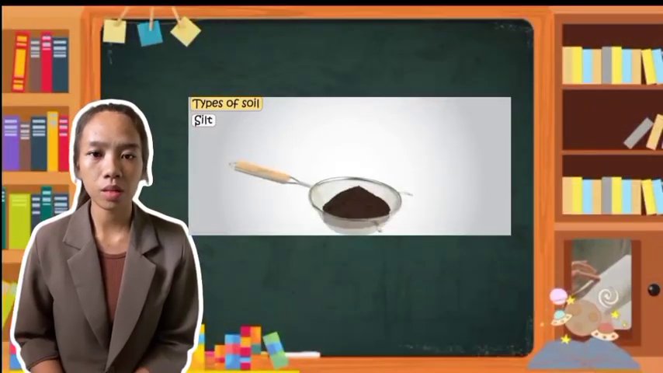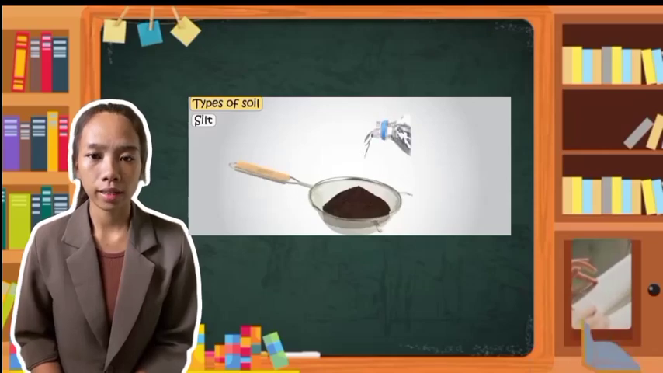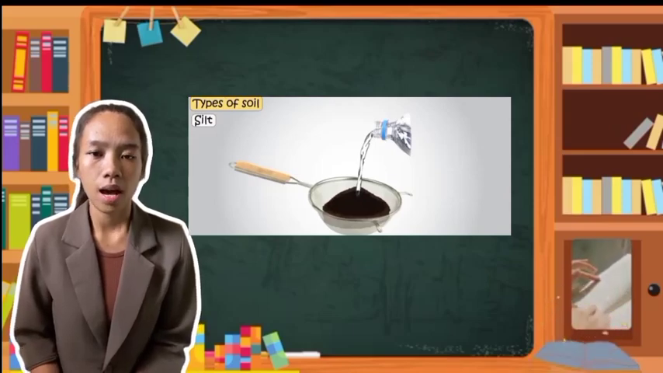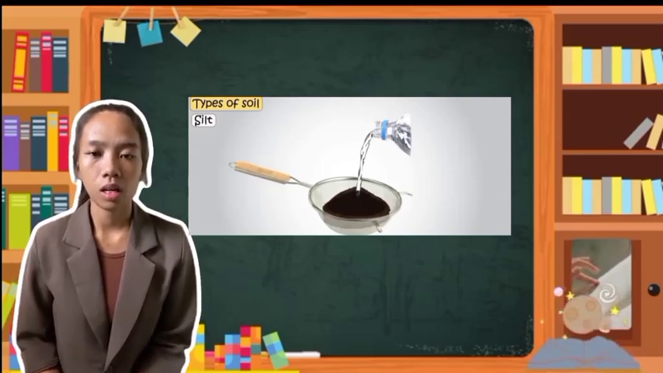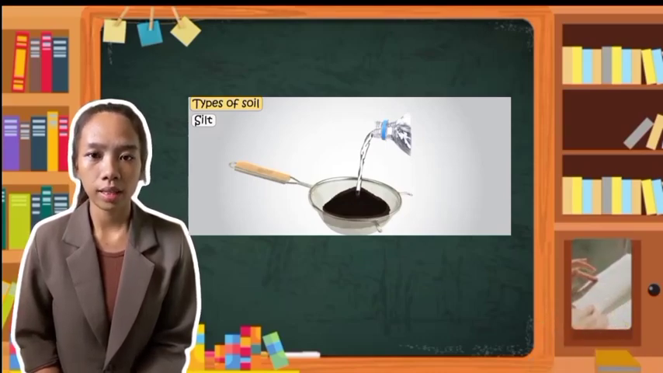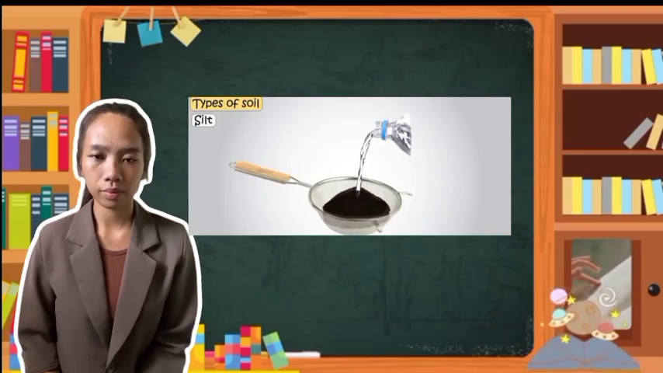Now let us put some silt in a strainer and pour water on it. The water will drain through the silt slowly as compared to sand. So, silt holds some water and water drains through silt more slowly than through sand.